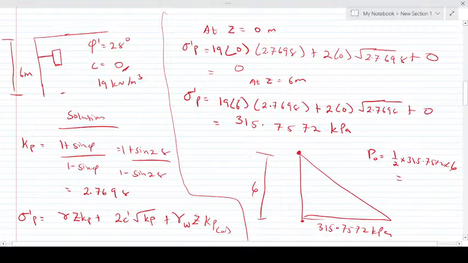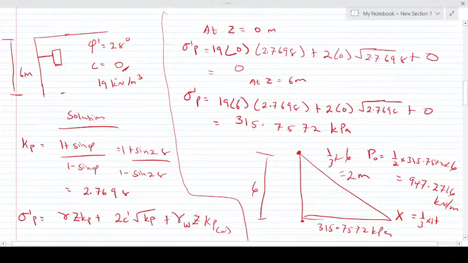In computing this, what do you get? Half of 315.7572 by 6. That's the area being 947.2716 kilonewton per meter. Then since this is simply a triangle, if you want to find the point of action, it's simply 1/3 of what? The height. So we have 1/3 of 6, and that will be giving you 2 meters.